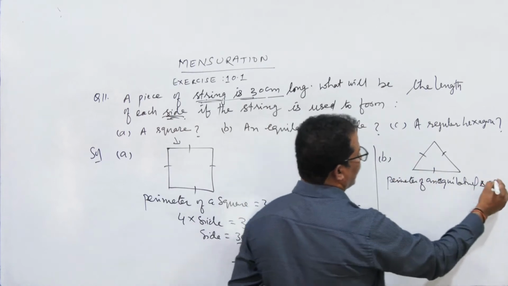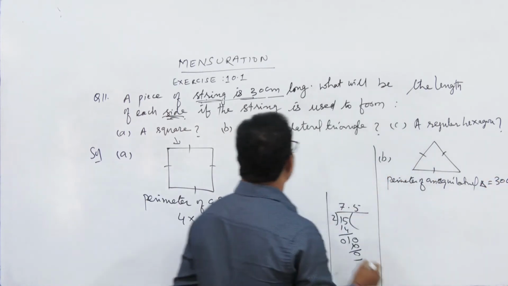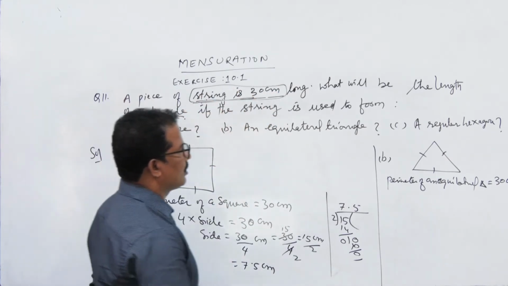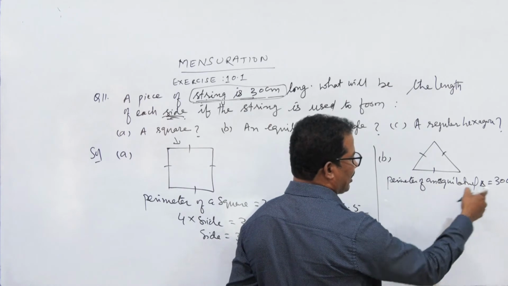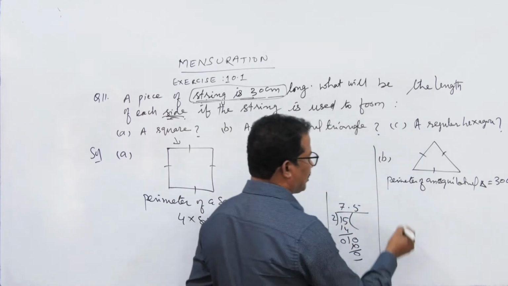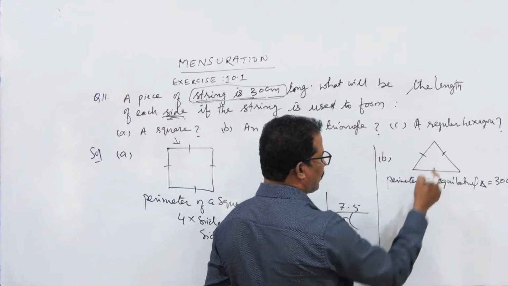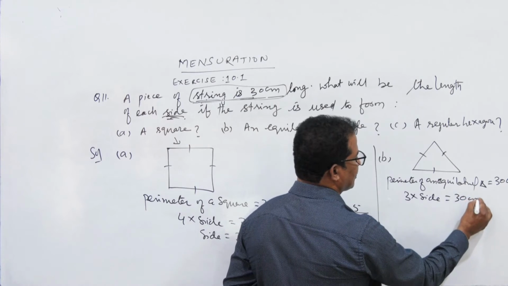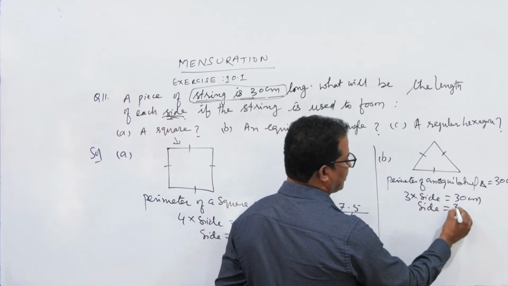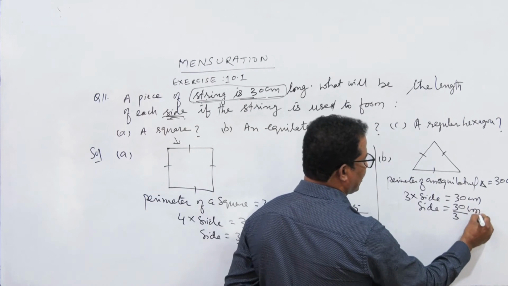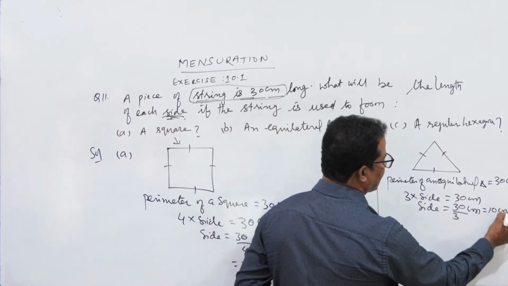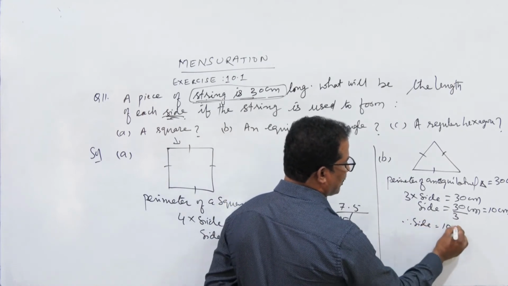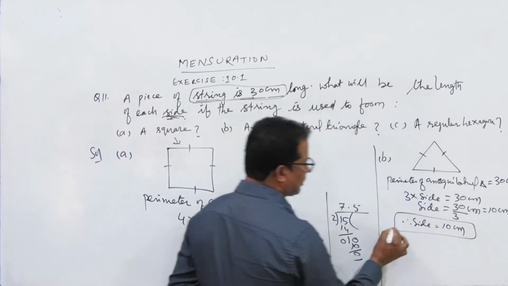So in this case also, the perimeter of an equilateral triangle is also equal to what? 30 centimeter only, because for all the three questions, the same string is used to form that. And we know that all the three sides are equal. That means its perimeter is equal to 3 into side is equal to how much? 30 centimeter. Then side is equal to 30 by 3 centimeter. If we divide 30 by 3, we will get how much? 10 centimeter. So therefore, the side of this equilateral triangle is also equal to 10 centimeter. Understand all of you?